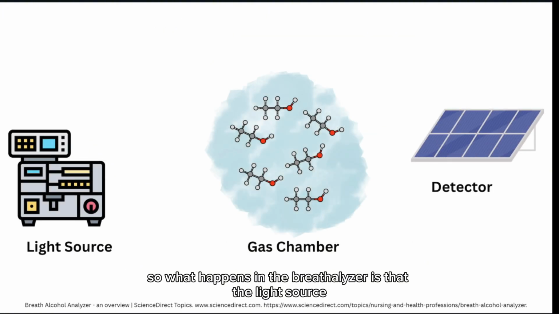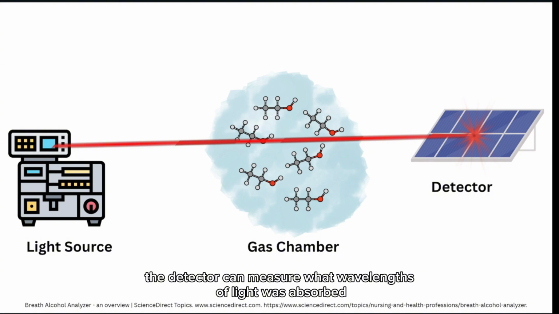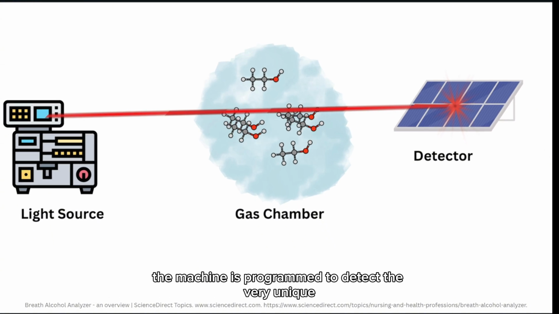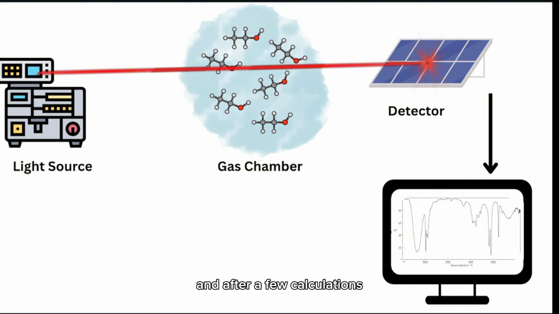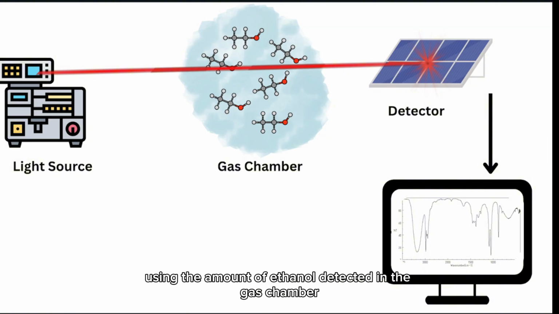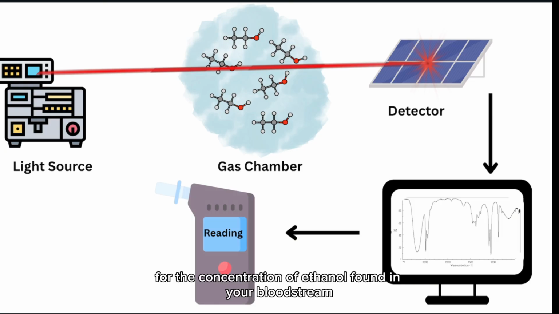So what happens in the breathalyzer is that the light source shoots light through the gas chamber, which has the ethanol, and then the detector can measure what wavelengths of light were absorbed, and based on this information, the machine is programmed to detect the very unique molecular fingerprint produced by the presence of ethanol. And after a few calculations using the amount of ethanol detected in the gas chamber, the breathalyzer can give out a reading for the concentration of ethanol found in your bloodstream.